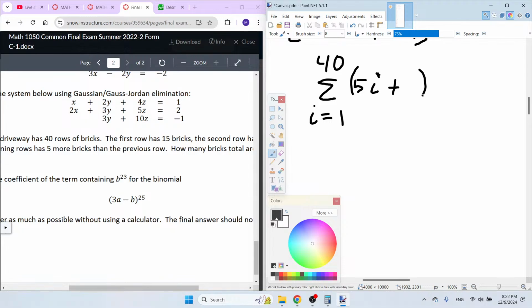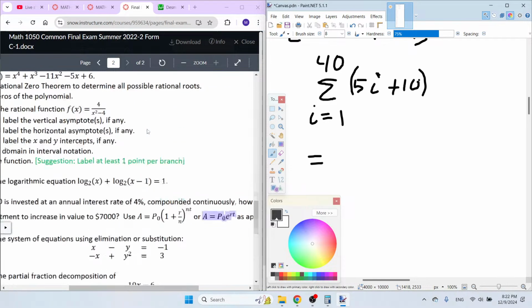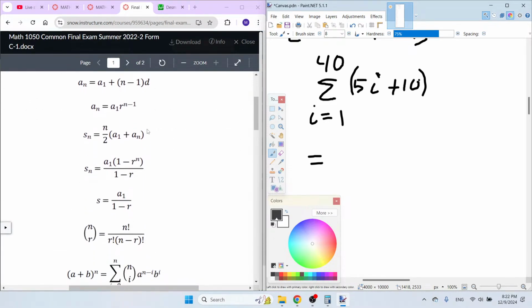5 times 1 is 5. The first row is supposed to have 15 bricks. That's 10 more than 5. So now when I plug in 1, I get 5 times 1 is 5, plus 10 is 15. That gives us our first row of bricks. Having the 5 times the i means that every row will have 5 more than the previous, so this is the correct equation. Our binomial theorem is not our binomial theorem, our finite arithmetic series formula is this one here.